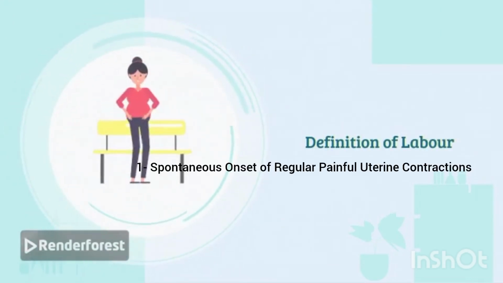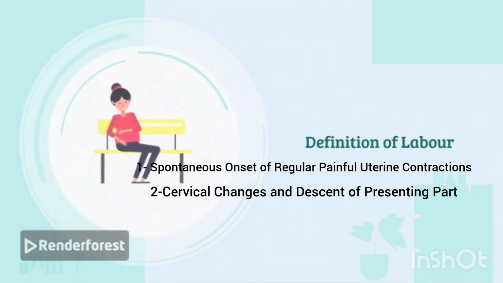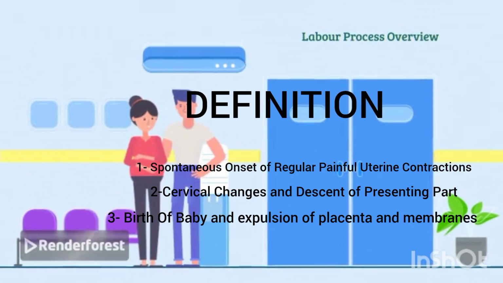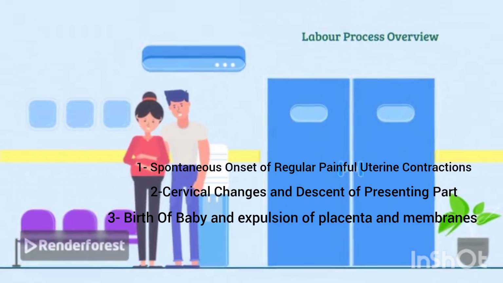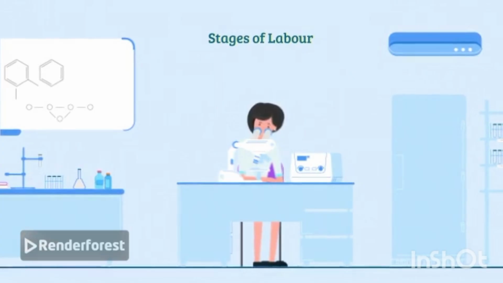Labor is defined as the spontaneous onset of regular, painful uterine contractions associated with cervical changes and descent of the presenting part. Labor culminates in the birth of a healthy baby followed by the expulsion of the placenta and membranes. Labor is divided into 3 functional stages for clinical management.